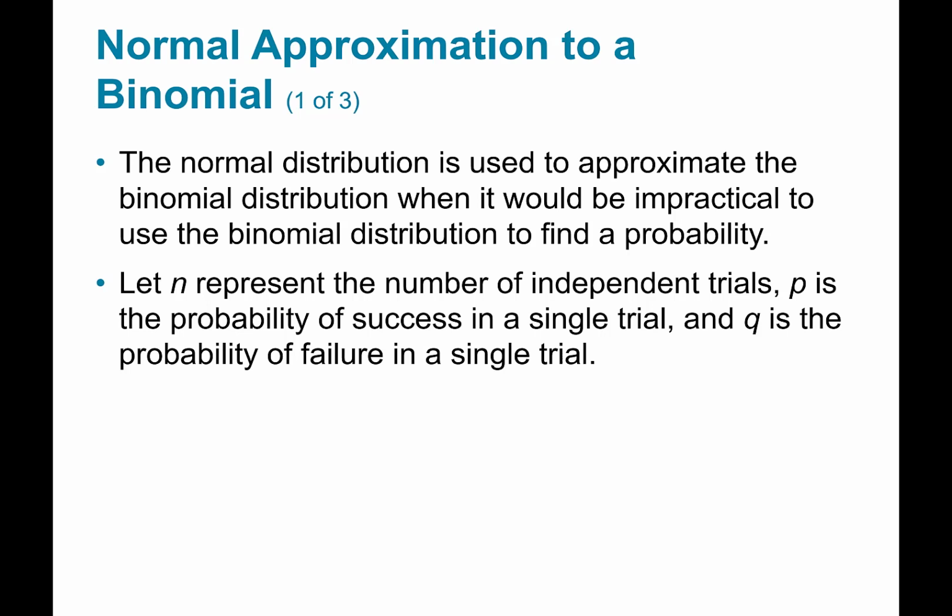So n is still going to represent our number of independent trials. p is the probability of success in a single trial. q is the probability of failure in a single trial. So why would we want to do this?